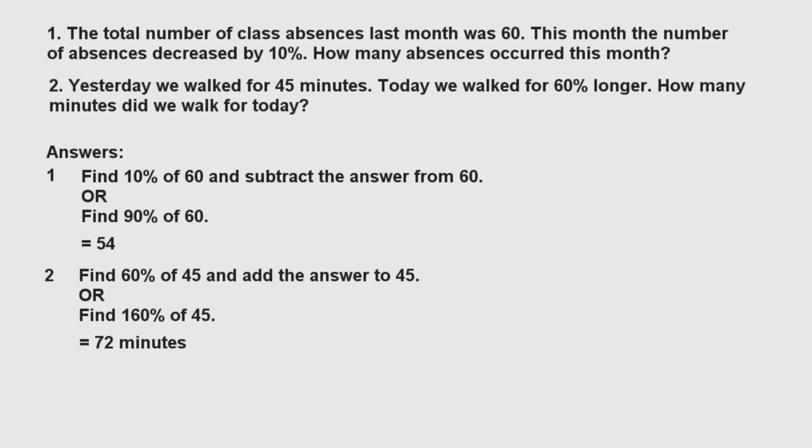If you did it the first method to find 60% first, then 60% of 45 is 27. You add 45 and 27, you get 72. If you do the second method, 160% of 45 straight away will get you 72 minutes.